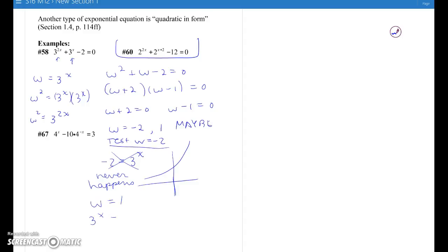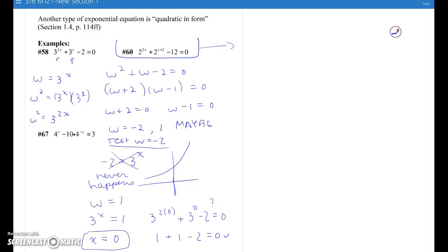So let's see what happens if we have w equals 1. Well, now we're saying 3 to the x equals 1. So we're saying what power should we put on 3 so that we get a 1? And hopefully by this time you've practiced enough that you're saying, oh, I should have 0. 3 to the 0 is going to be 1. So my answer is x equals 0, and I can check by saying, well, is it true that 3 to the 2 times 0 plus 3 to the 0 minus 2 equals 0 from my original equation? 3 to the 0 is 1, 3 to the 0 is 1. So it checks. So my answer is x equals 0.